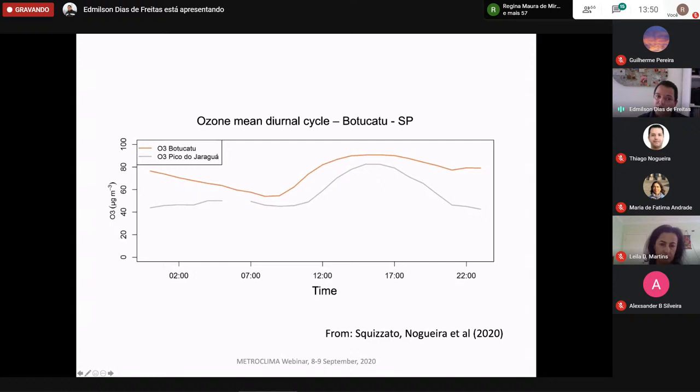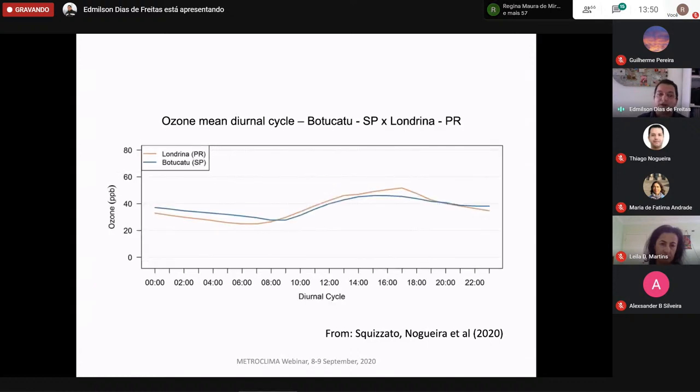And when we go to Londrina, the results are very similar. The behavior of the ozone concentrations is very different from the ones that we usually see inside the urban areas, which is something that we are studying. It's a paper that we are writing right now. Rafael Pisato and Thiago Nogueira are the main authors of this paper.